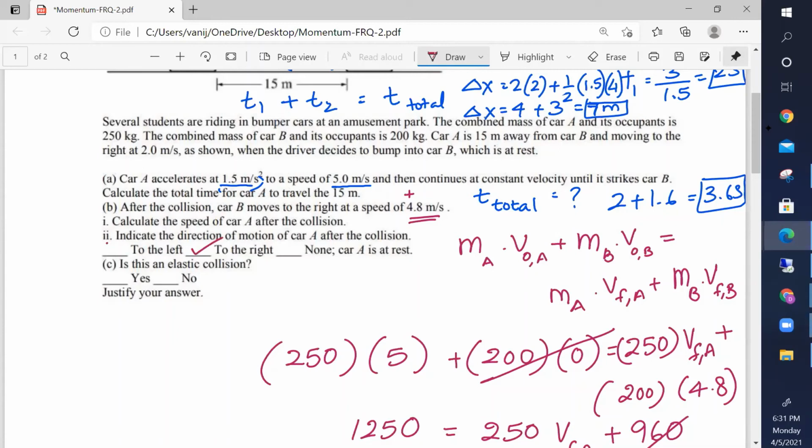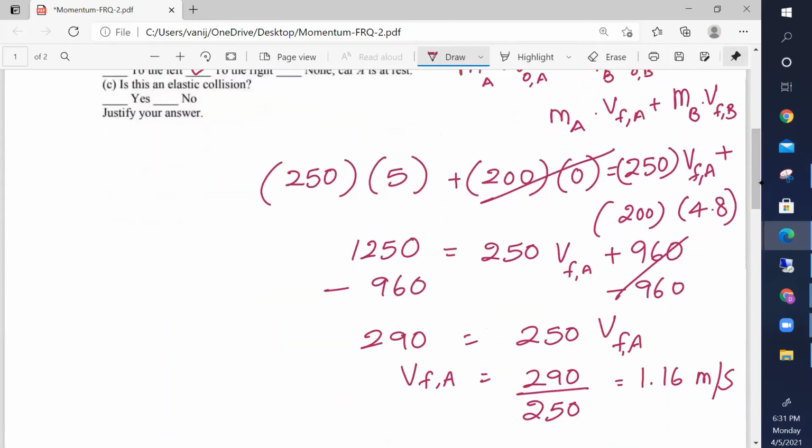Is this an elastic collision? Yes or no? Justify your answer. Again, they're asking for justification. How do we justify whether a collision is elastic or not? Conservation of kinetic energy, right? If I can show that the total kinetic energy before collision and the total kinetic energy after collision is the same, then I know that that is an elastic collision.